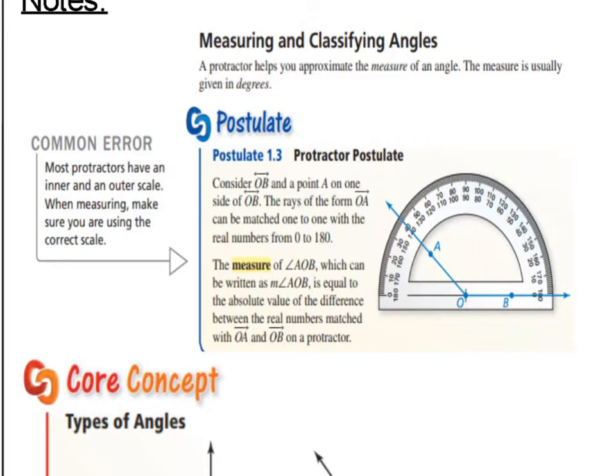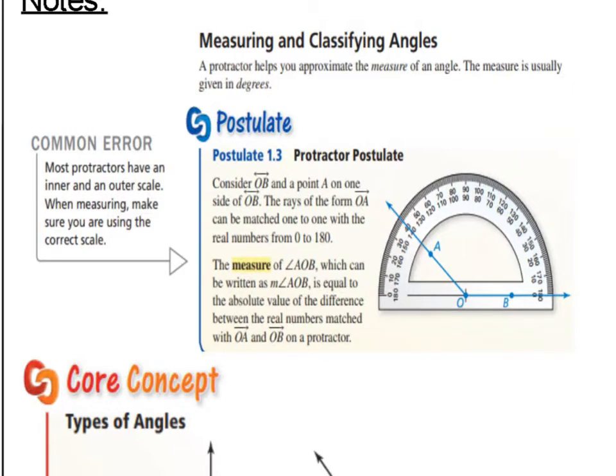So a protractor helps you approximate the measure of an angle. The measure is usually given in degrees, again, appropriate units. The common error: most protractors have an inner and outer scale. When measuring, make sure you are using the correct scale. So, of course, most often with our obtuse angles, we're going to be using the outer scale or the inner scale. With our acute angles, we're going to be using the inner scale.